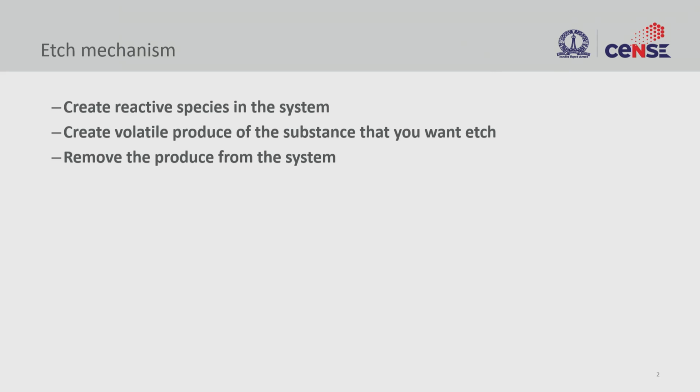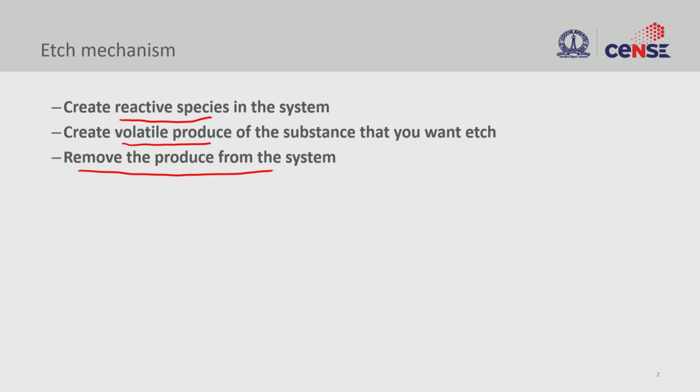In order to create any etching, we need to first create reactive species in the system. When I say in the system, I mean the plasma, the wafer and the chamber. So we need to have reactive species, and these reactive species should react with the substrate and create volatile product, which is very important. If you create non-volatile product, it becomes deposition. So here we need to create volatile product, and not only create volatile product, we should be able to remove the product outside the system. So these are the three primary requirements.